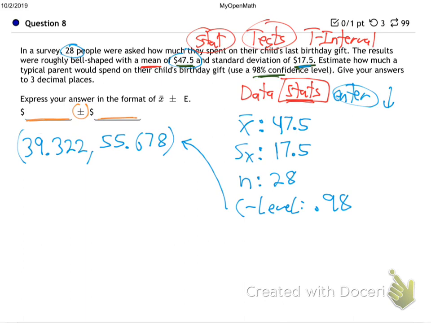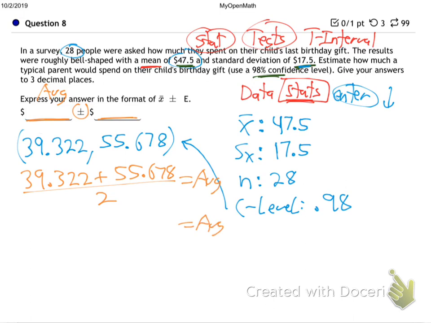Good, a lot of you do remember. Yeah, it's the average, huh? The first one's the average, and you get an average by adding them and dividing by 2. Exactly, good. So the first one you go 39.322 plus 55.678 divided by 2. That'll be the average, won't it? That'll be the middle of those two numbers. That's what they're asking. They want the middle of those two numbers. So that'll be the average. And so let's figure that out. I'll do it as well.